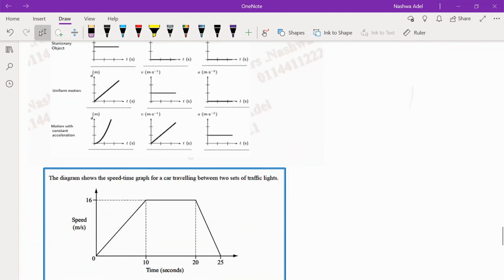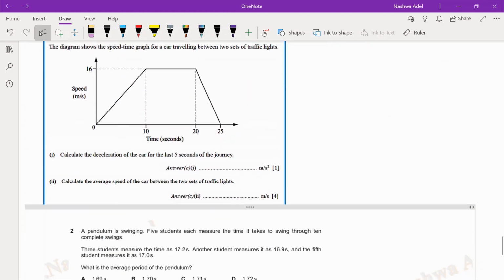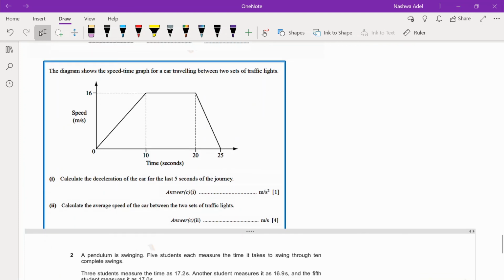Now I have a question. The diagram shows the speed-time graph for a car traveling between two sets of traffic lights. As you see, for the last 5 seconds of the journey, calculate the average speed of the car between the two sets of traffic lights.